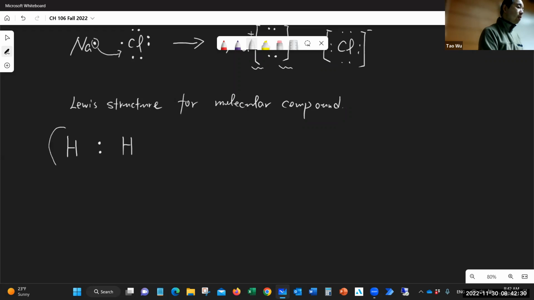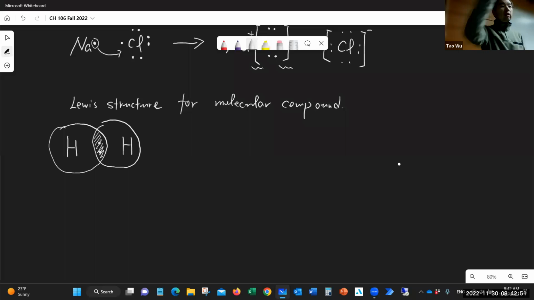So these two electrons are not just going to belong to this hydrogen, and they are also not going to belong to that hydrogen. They're sharing those electrons. Those two electrons don't go to just one of the hydrogens; they orbit around the two hydrogens. Those are the sharing parts.